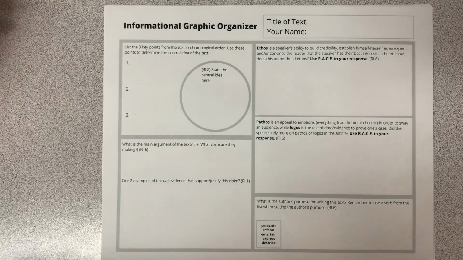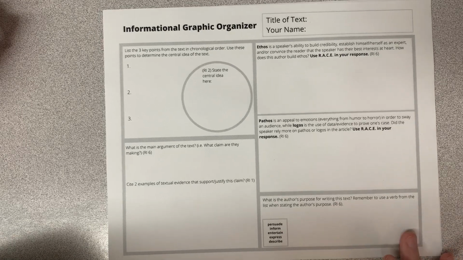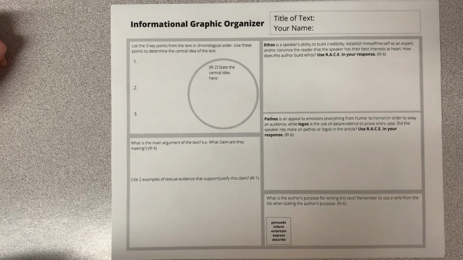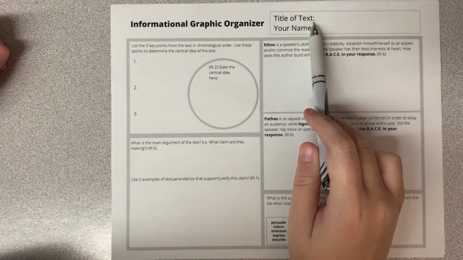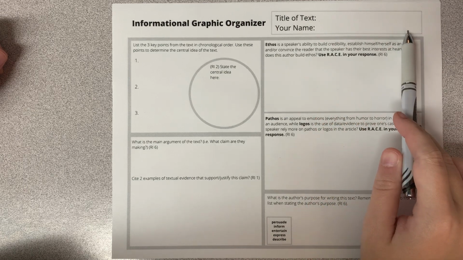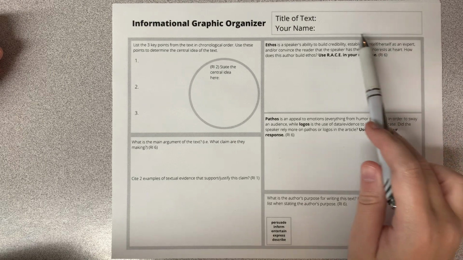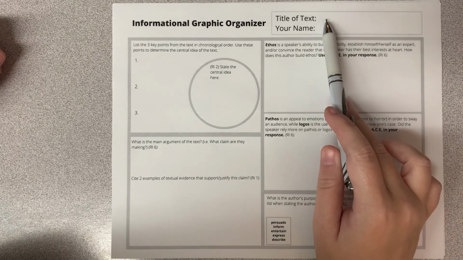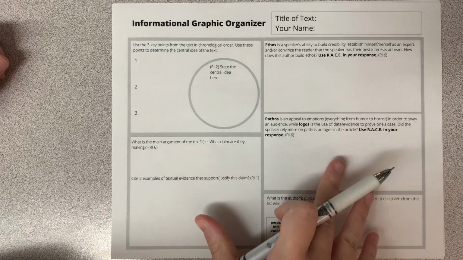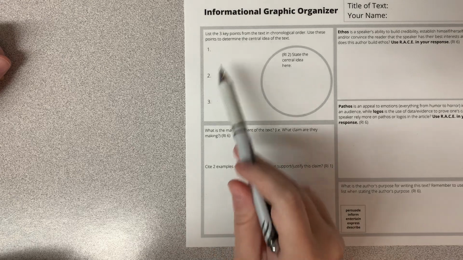All right, guys, so this is going to be a quick little description of how to complete the informational graphic organizer. Okay? Title of the text. If you need to shorten it, that's fine. You just put it right here, and your name right here. You don't even really need to put your name because when you submit the document, it's going to tell me who it's from. But this is on paper, so generally I have people write their names. And then go ahead and we're going to move through it.